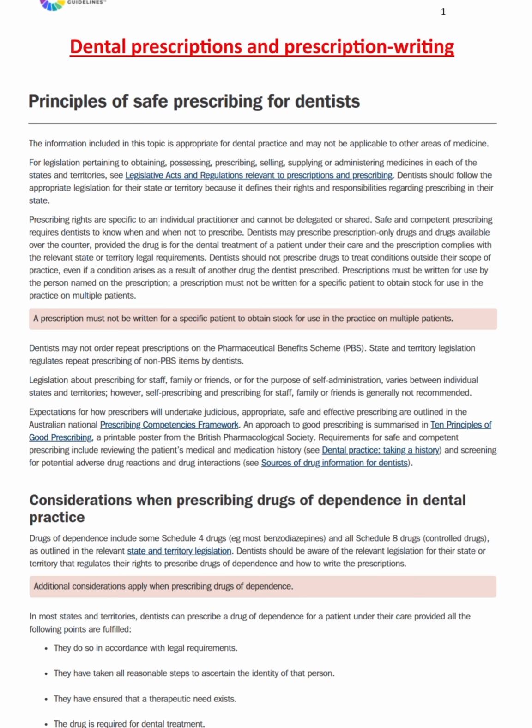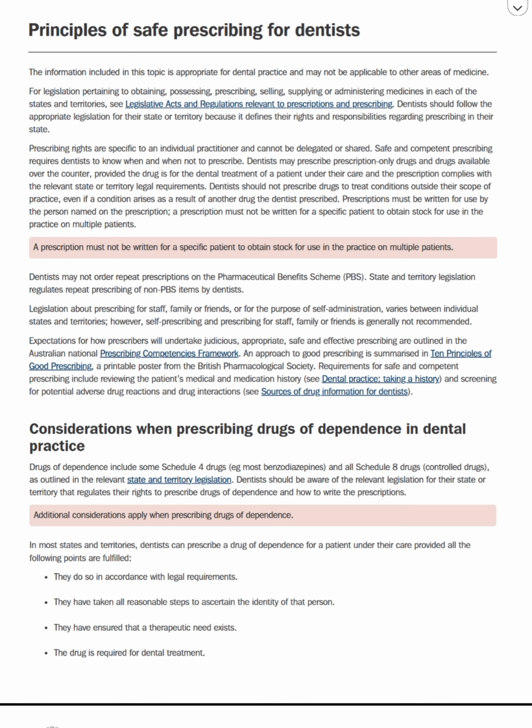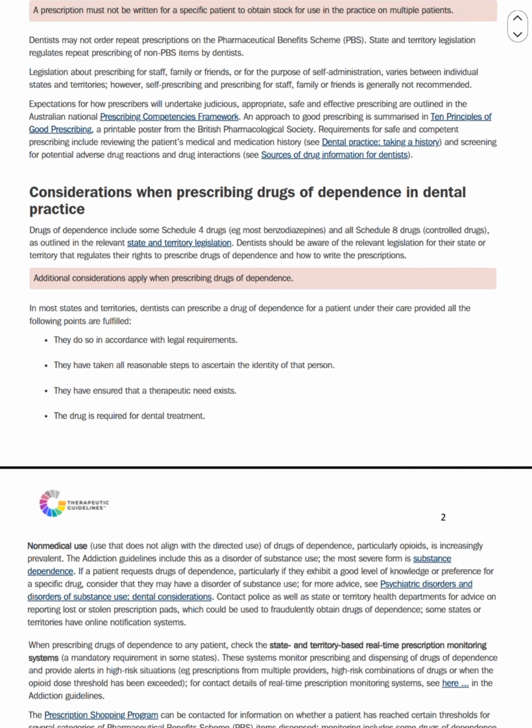So what are the points? They do so in accordance with legal requirements. They have taken all reasonable steps to ascertain the identity of that person. They have ensured that a therapeutic need exists. The drug is required for dental treatment.